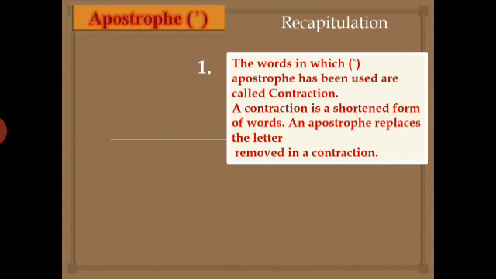The words in which an apostrophe has been used are called contractions. Everybody knows what a contraction is? A shortened form of words. When we want to speak or write any words in their short form, that form is called a contraction. An apostrophe replaces the letter removed in a contraction. For example, what's means what is.